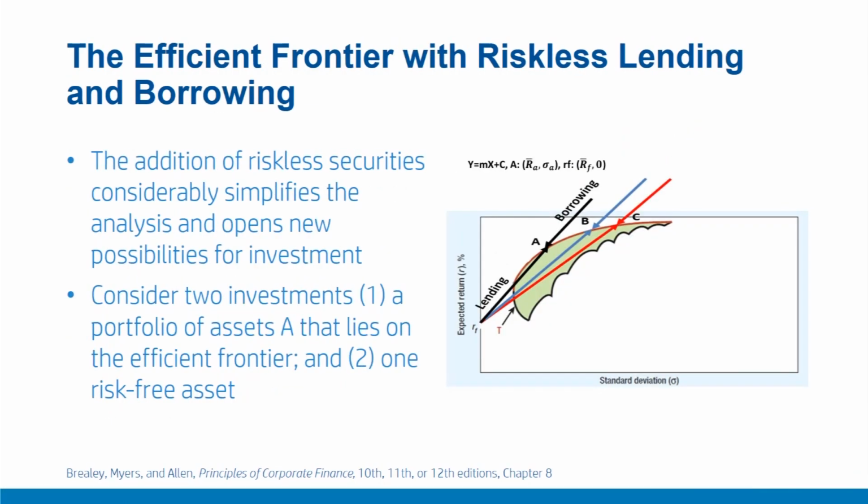However, addition of riskless securities can considerably simplify our analysis. For example, consider two investments, one in a portfolio of asset A, this risky stock, and another a risk-free asset, maybe here. When you have this, then your possibilities improve considerably. There are two segments to this investment. One, if you invest some amount in RF and some amount in A, you obtain what is called the lending segment in this region. Generally, a person who is less risk averse would be standing here. Or you can borrow at RF, because we assume that borrowing and lending risk-free rates are the same.